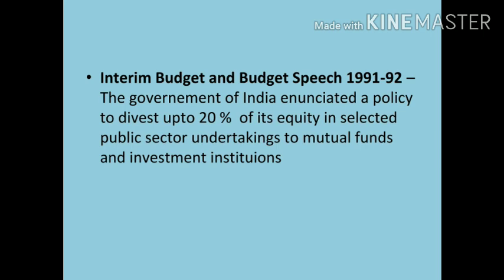So government after government, whether led by the Congress or led by the BJP, went with the privatization process. In the 1991-92 budget speech, the government of India made it clear that they were ready to divest or disinvest up to 20% of its equity in selected public sector undertakings to mutual funds and investment institutions in the public sector.